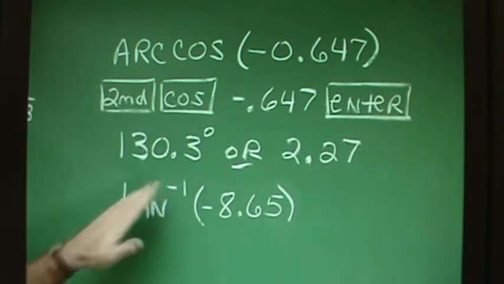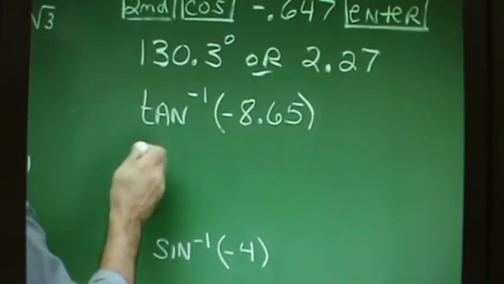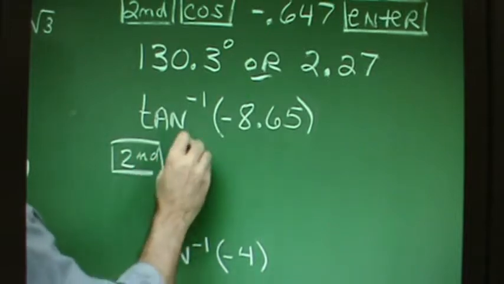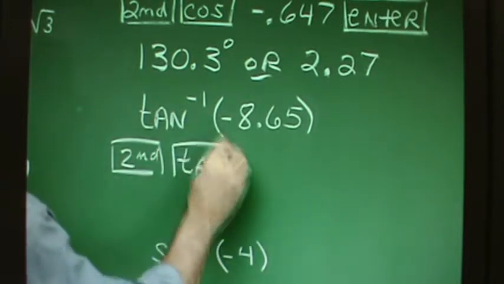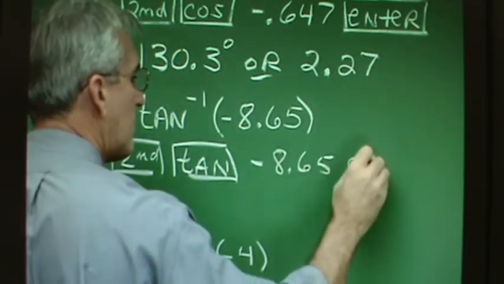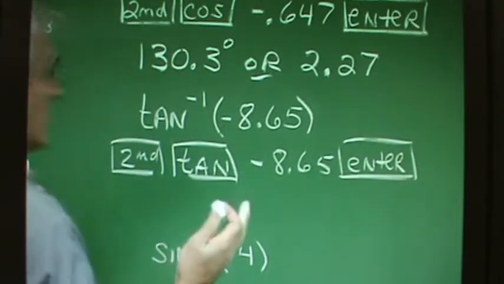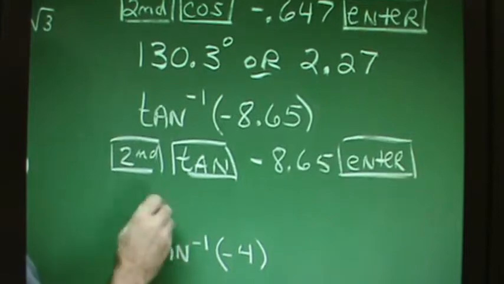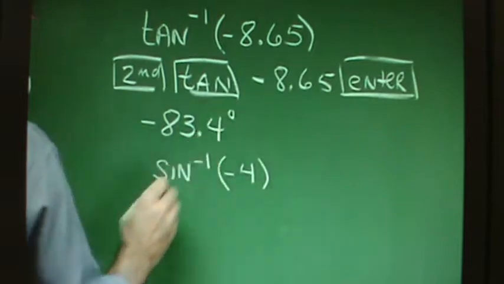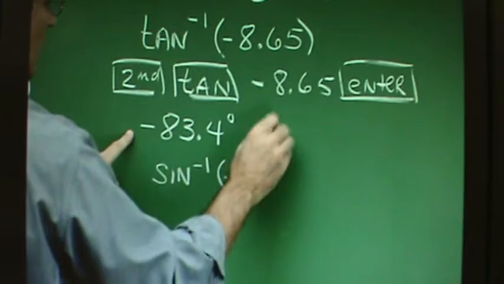For this one, for inverse tangent of negative 8.65, well, let's see. We would, once again, go second, just press second, and then the tangent button, enter the number, press enter, and we have our answer. It's a piece of cake. So it turns out to be negative 83.4 degrees. Now the calculator is saying it's negative 83.4 degrees, and if we're in radian mode, it gives a negative value as well.